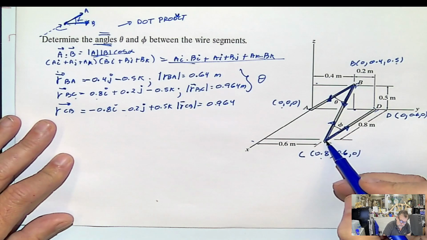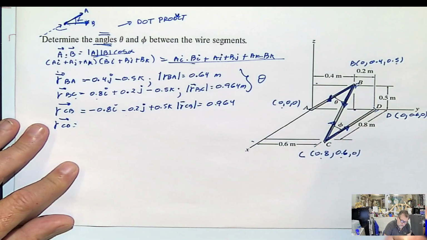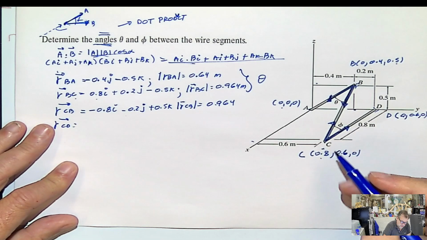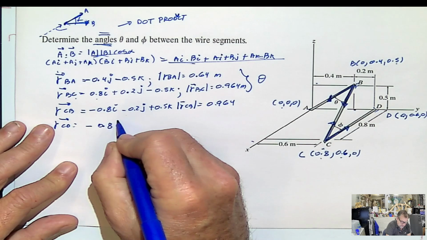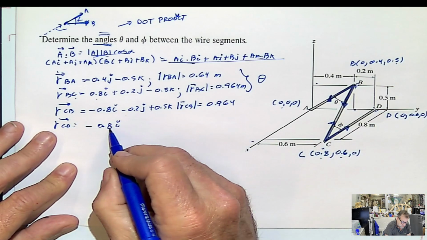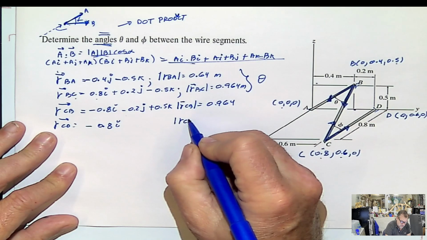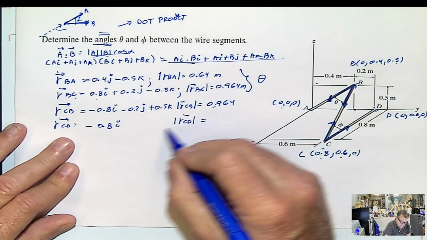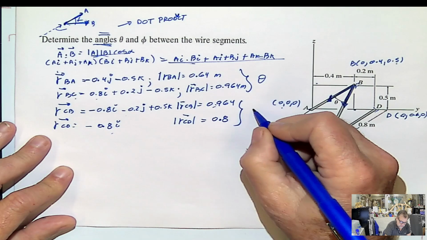Now I need position vector CD. Coordinates of D minus coordinates of C. What are the coordinates of D? 0 minus 0.8, minus 0.8 i. 0.6 minus 0.6, 0. 0 minus 0, 0. So this is just the position vector CD. And the magnitude of the position vector CD will be 0.8. With these two, we're going to calculate this angle.